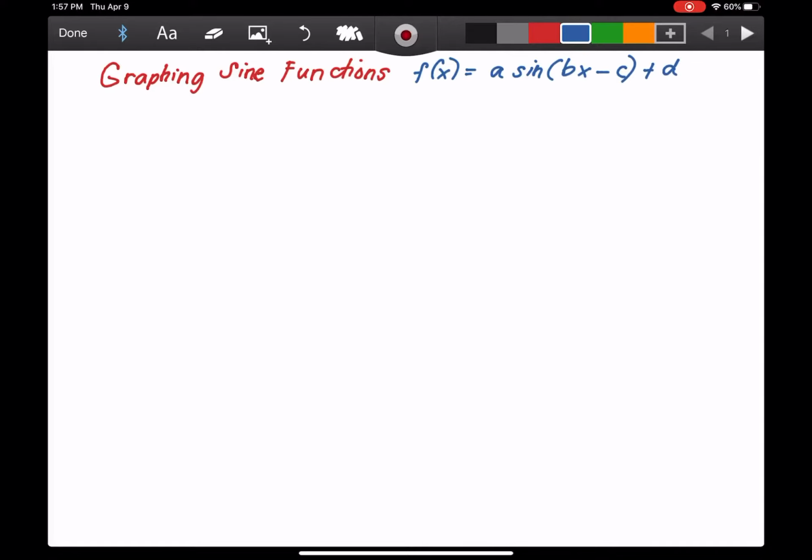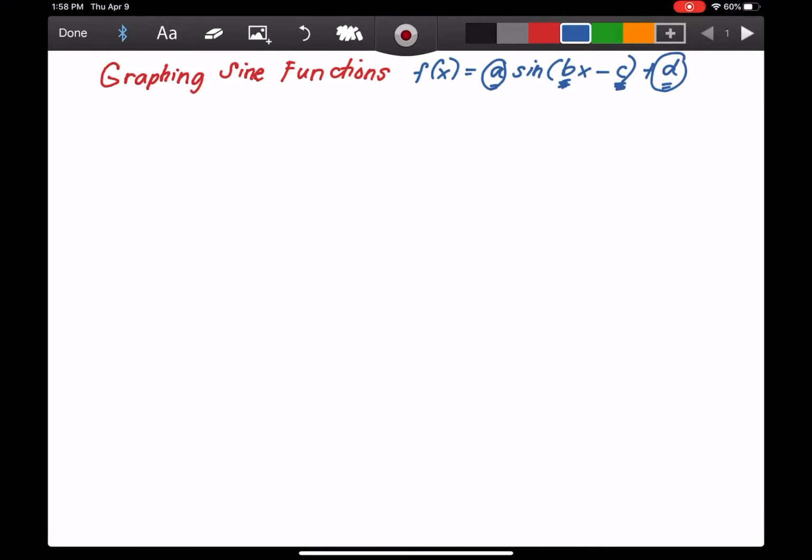Okay, so your a determines the height of your graph, your b determines the period of your graph, this c and b determines the phase shift of your graph, and then your d is for the vertical translation. So meaning to say, a and d are used to transform the y values of the graph, and then this b and c transform the x coordinates in your graph.